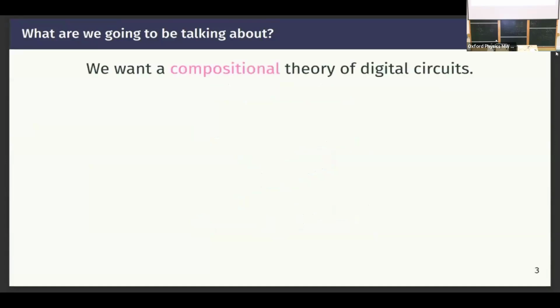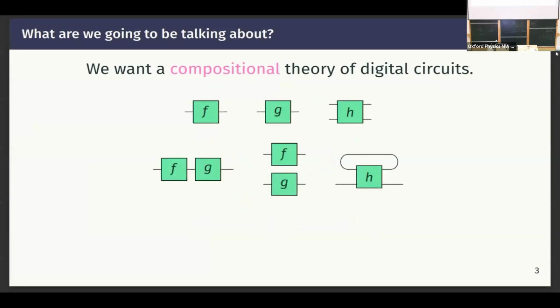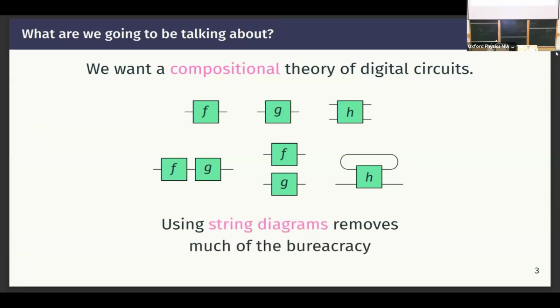So what we actually want is a compositional theory of digital circuits. We're categorists, right? We want things to be composed. So what I take this to mean is that we can have some blocks and we can put them together in all these ways. We don't need to look inside the boxes, just smash them together based on the interfaces and not worry about anything else. And yes, obviously we like using string diagrams because it makes things a lot easier to do.